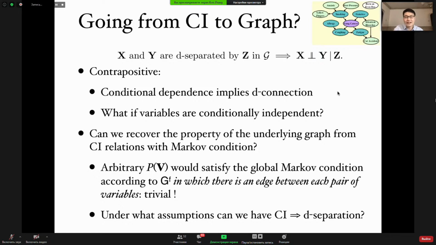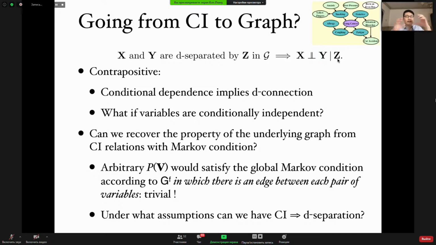What if the variables are conditionally independent? You have no idea, right? We only know that if they are conditionally dependent, then they are d-connected. If they are independent, we have no idea, according to this global Markov condition. And if this is the case, for any data, we can always give a graph to satisfy the Markov condition. What graph? We can always use a fully connected graph, where each pair of the variables is adjacent. Then you can see the global Markov condition is always true.